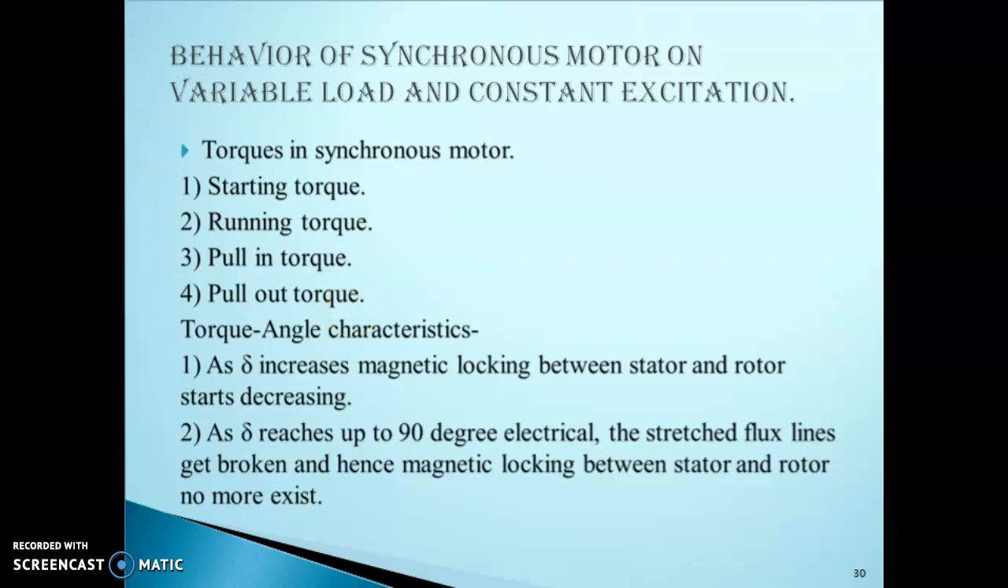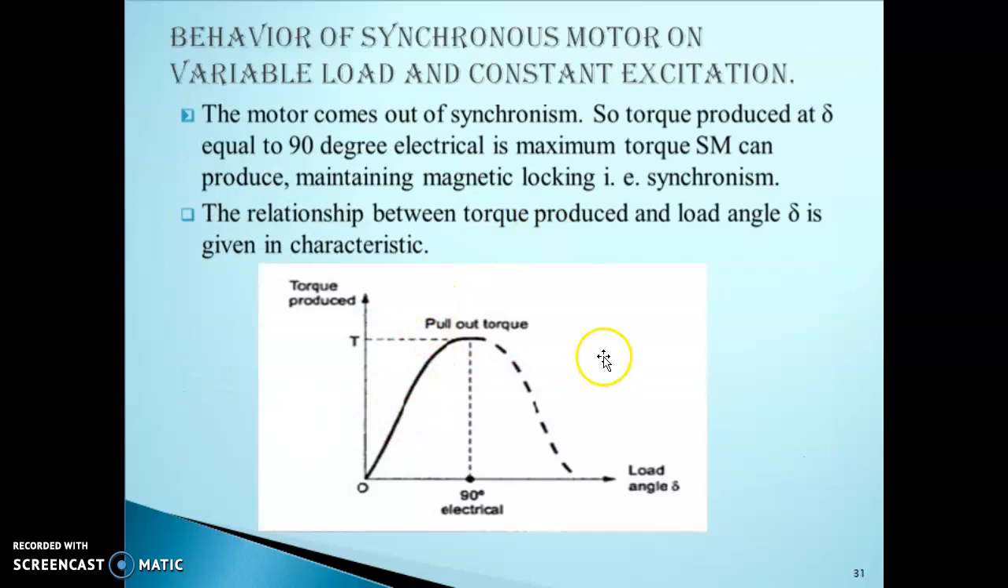Then pull-out torque. Now what is pull-out torque? We have discussed that torque is directly proportional to sine delta. So as delta increases, torque should also increase. But up to 90 degrees, when our delta is 90, sine of 90 is maximum. So at that point our torque is maximum. But if we increase the load beyond this point, then the motor will lose its synchronism and come out of synchronism, and torque will decrease like this.